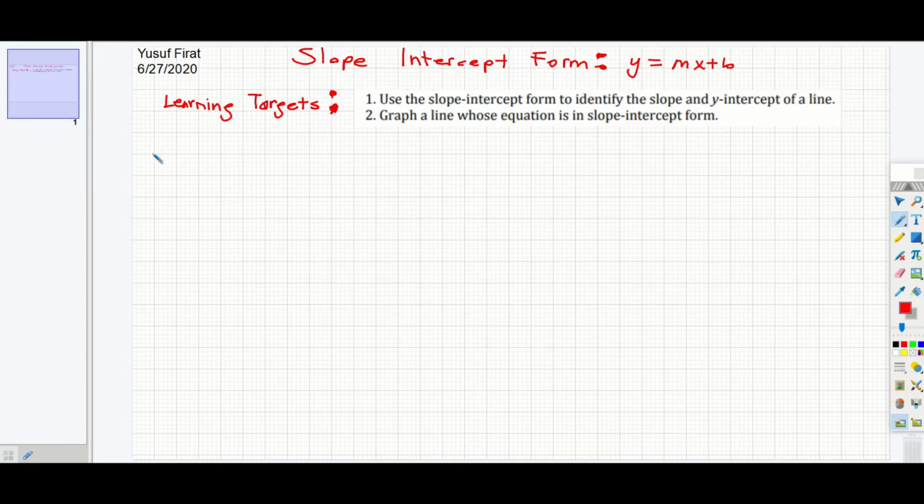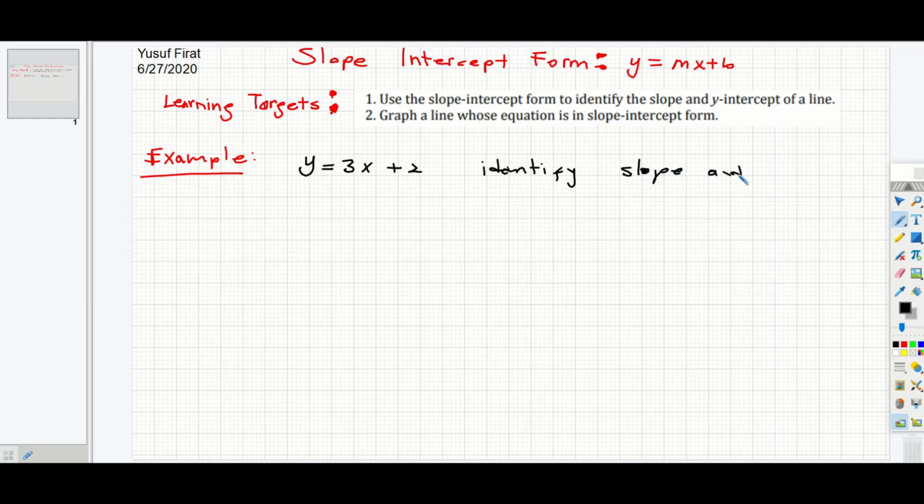Example 1. Let's say we have y equals 3x plus 2, and the question is asking us to identify the slope and y-intercept.